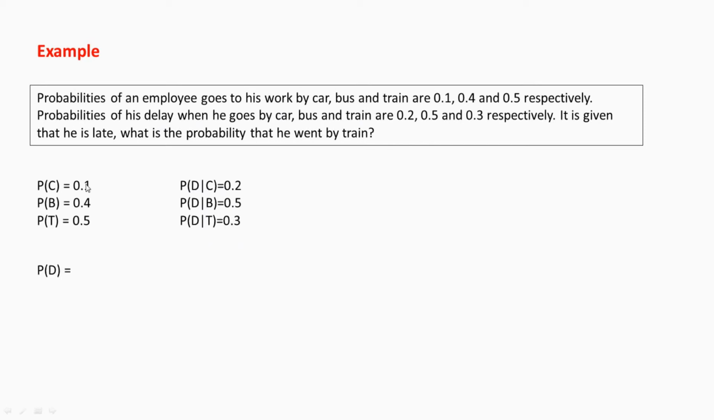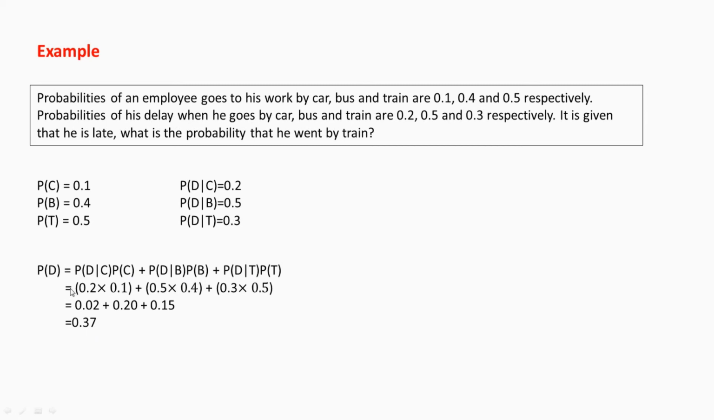Now you can find the total probability of his delay. To find that, we can use the total probability theorem. So probability of D is equal to probability of D given C into probability of C plus probability of D given B into probability of B plus probability of D given T into probability of T. By substituting these values, you can obtain the total probability of his delay as 0.37.